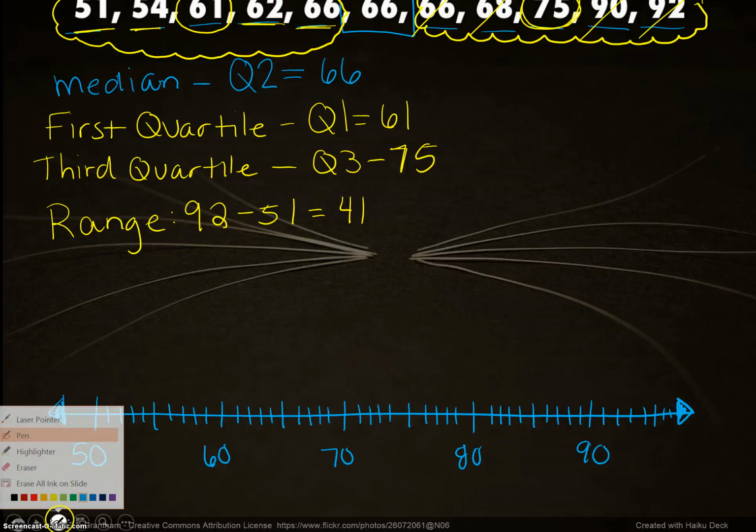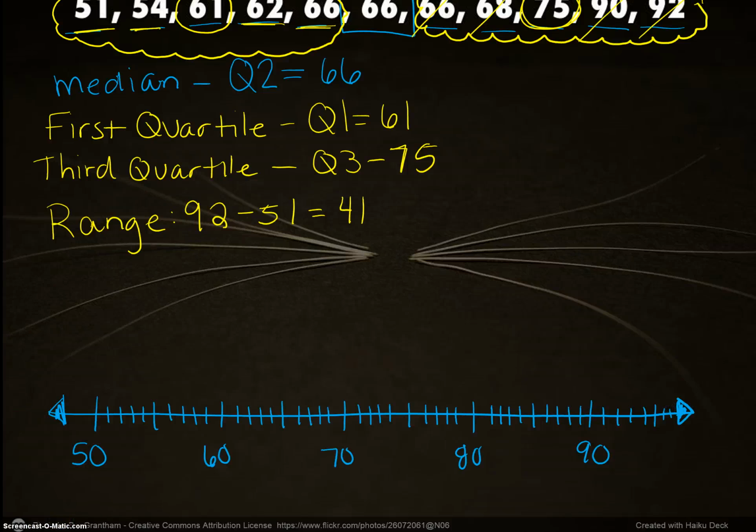And I'm going to grab a different color here. So the next is the creation of your box and whisker plot. You need to put a dot at the median, first quartile, and third quartile. You also need to put a dot at the lowest number and the highest number in your data set. I always start with the lowest and the highest first.